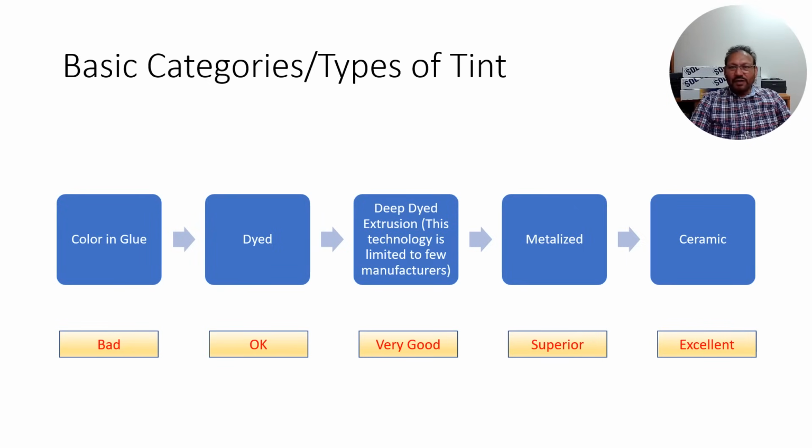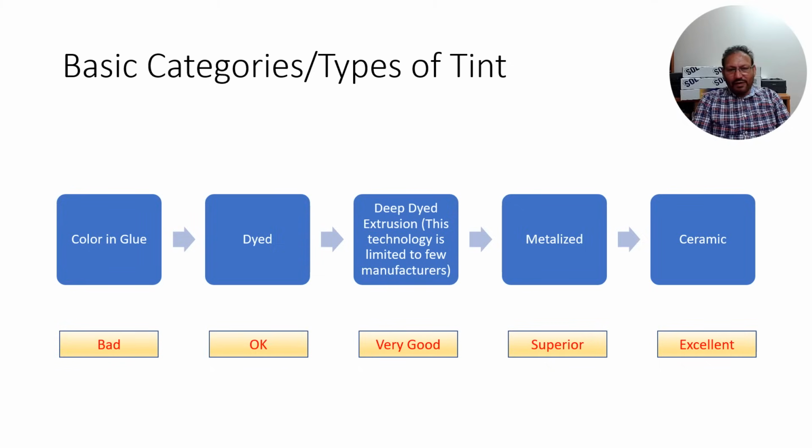Basic categories and the types of tint. What I will do is try to divide all the qualities of tint which are available in the market into five basic categories, so you can get some idea of what exactly is happening. The first one, as the name suggests, is color in the glue. Second one is dye. Third one is deep dyed. Fourth one is metallized, and fifth one is ceramic.